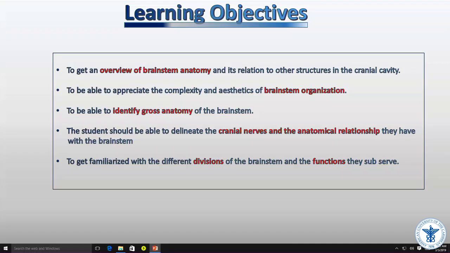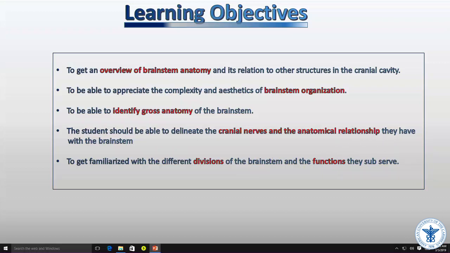So these are the learning objectives. We're going to look at an overview of the brainstem anatomy, brainstem organization, a little bit of that. By the end of the class, we should be able to identify some gross features on the brainstem. So when you look at it, you can identify certain anatomical structures and know what that is. A little bit on the cranial nerves. We're going to have different sessions on the cranial nerves, so a little bit about that today. And we get familiarized with the different divisions of the brainstem and their various functions in brief.